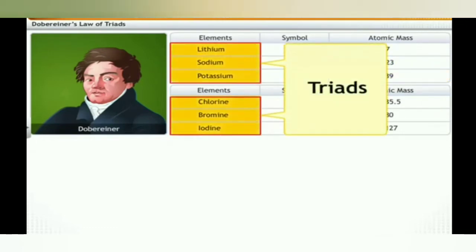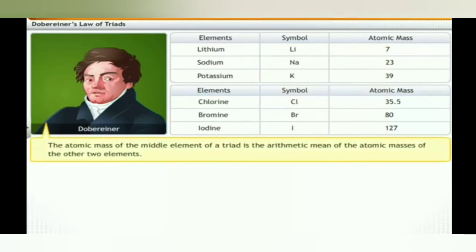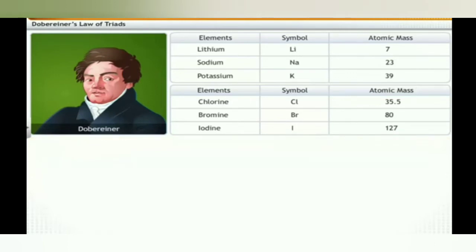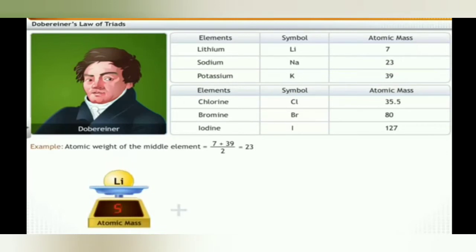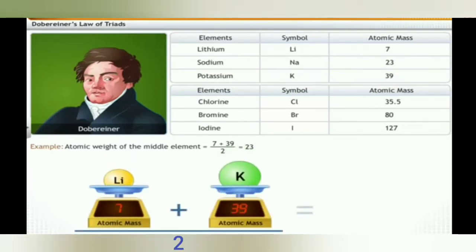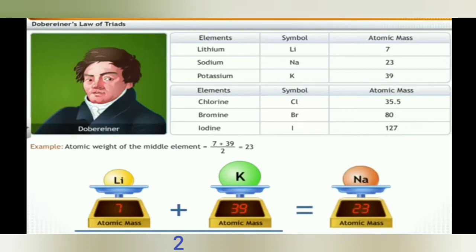Dobereiner's law of triads states that the atomic mass of the middle element of a triad is the arithmetic mean of the atomic masses of the other two elements. To understand more about this law, consider the triad of lithium, sodium, and potassium. The atomic mass of lithium is 7, the atomic mass of sodium is 23, and the atomic mass of potassium is 39. The arithmetic mean of the atomic masses of lithium and potassium is 23, which is equal to the atomic mass of sodium.